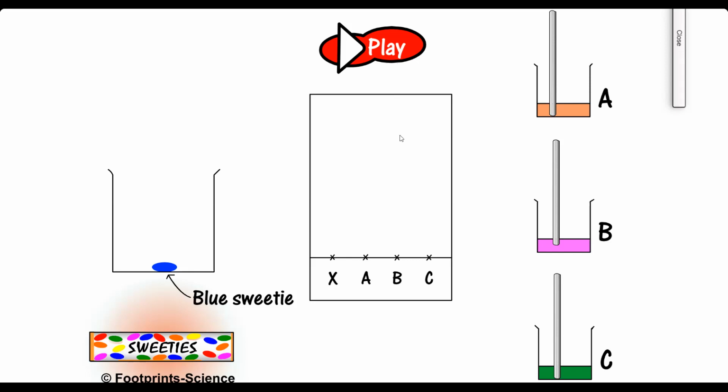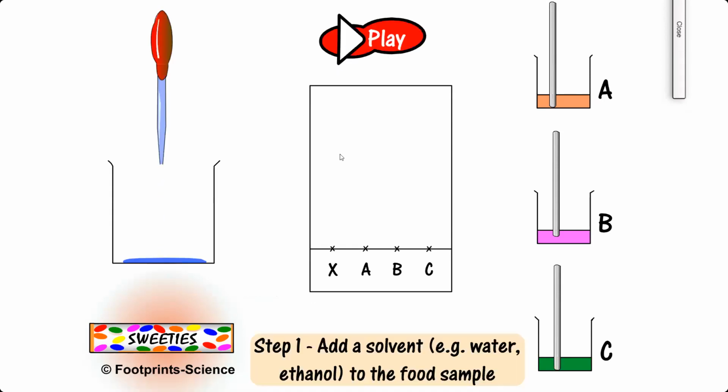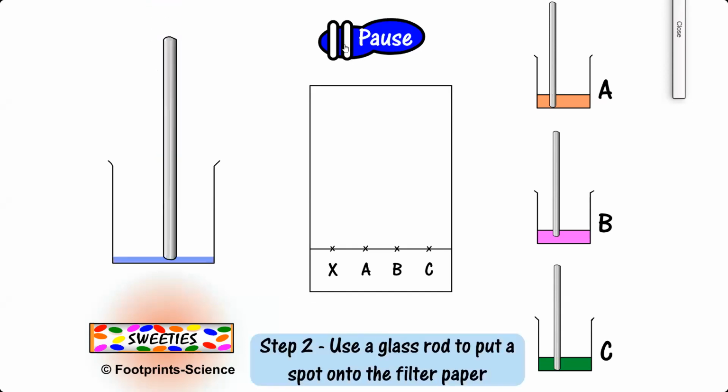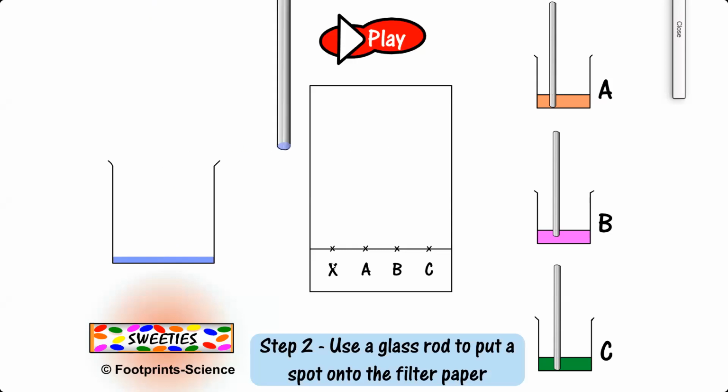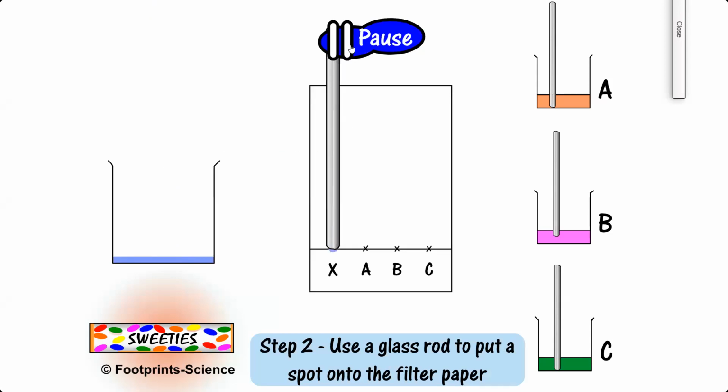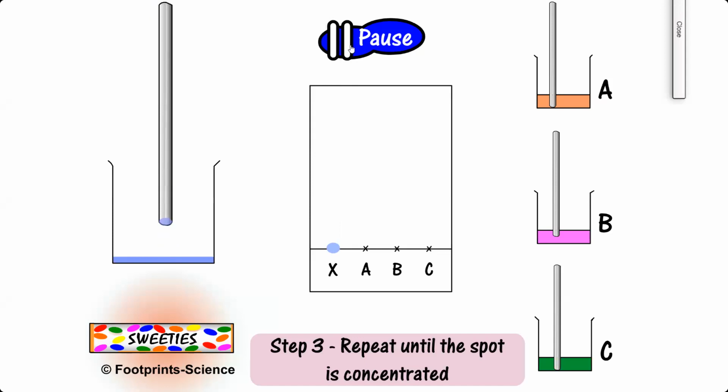And let's see how this animation runs. So we press play, and so that's the first step. The first step is to add some solvent onto your food sample, or better still, your unknown dye, to make it more moist, okay? And your next step is to use your glass rod and pour some sample onto your spot X on your baseline. Can you see that? So that's it. You can do it 2 or 3 times to make it concentrated.